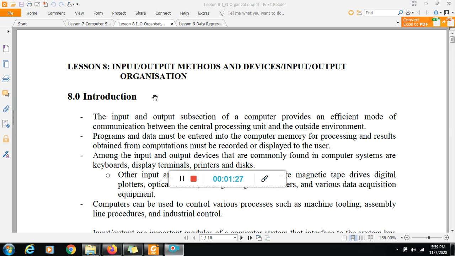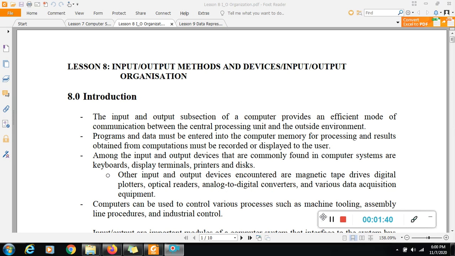Now, programs and data must be entered into computer memory for processing, and results obtained from computation must also be recorded or displayed to the user. That is critical for any computer. Among the input-output devices that are commonly found in computer systems are keyboards, display terminals, printers, and disks. Other input and output devices encountered are magnetic tape drives, digital plotters, optical readers, analog to digital converters, and various data acquisition equipment.